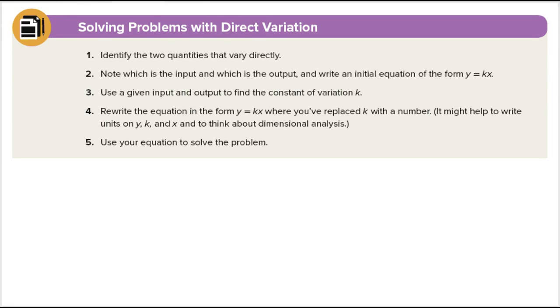Okay. Figure out which one is input and which one is output. And that really depends on the information that you have. Any direct variation really can go either way. It just depends on the perspective of the problem. So use a given input and output to find the constant of variation. K, we're just calling that the constant of variation.